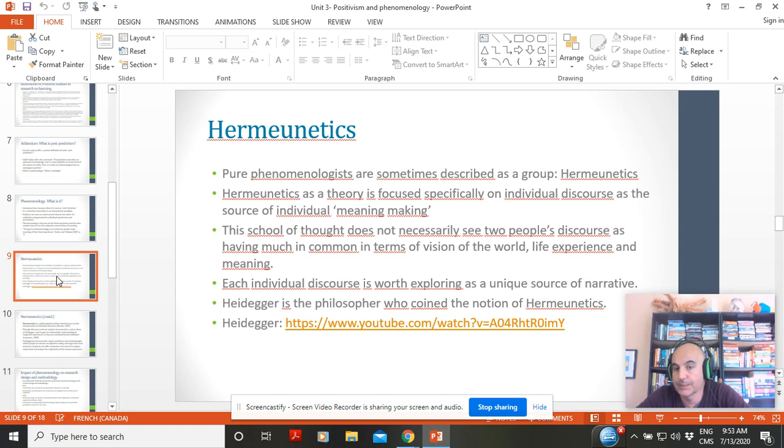Hermeneutics is a theory that focuses specifically on the individual discourse as a source of individual meaning making, which means that hermeneutics are really going to be interested in the lived experience of one person. They're not even going to be bothered about saying, okay, there's a group here that has similar experience. We want to explore that lived experience. A general phenomenological approach could be, for example, looking at the lives of students with ASD in elementary classrooms on PEI. That's a phenomenological approach. But hermeneutics is going to go beyond that.